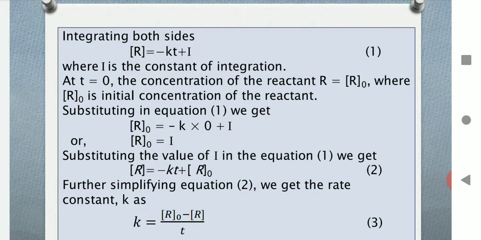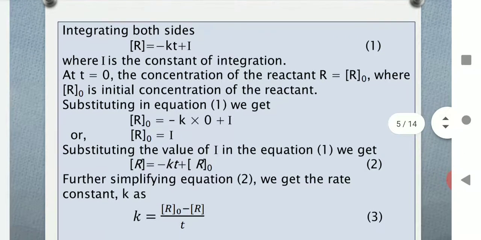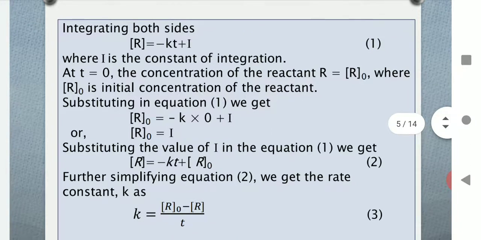Now what is the value of the integration constant I? In order to derive that value, let us take time t equal to 0, means when the reaction has not yet commenced. Then at that time the concentration of the reactant, we call it as initial concentration of the reactant, and we denote it by R naught. So at time t equal to 0, concentration of the reactant R is R naught, where R naught is the initial concentration of the reactant.